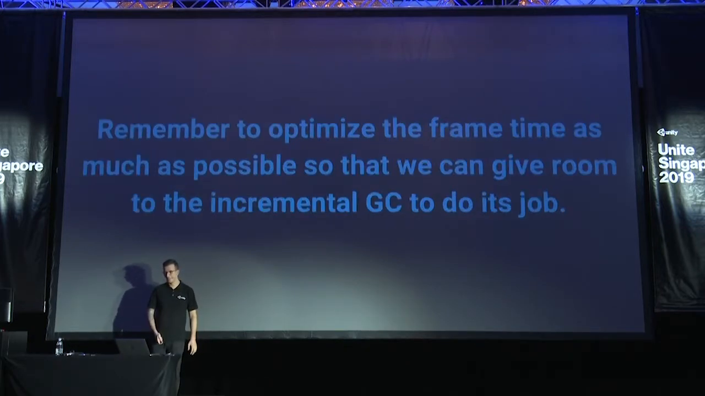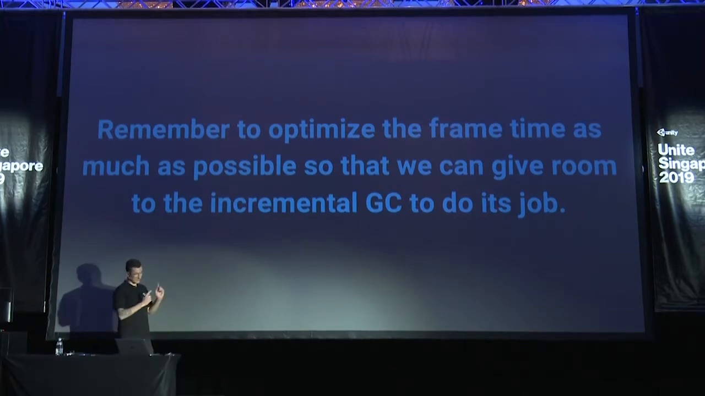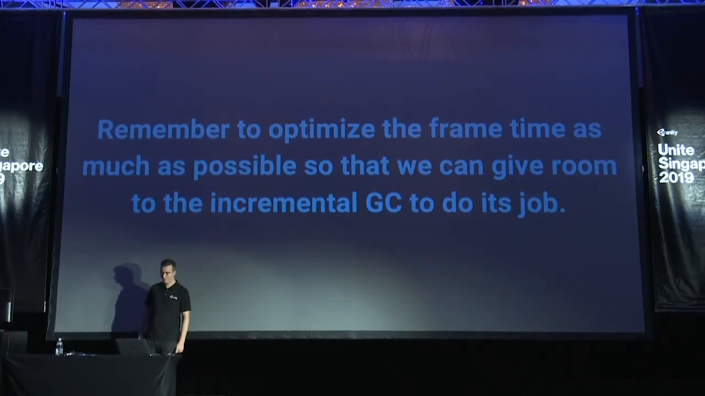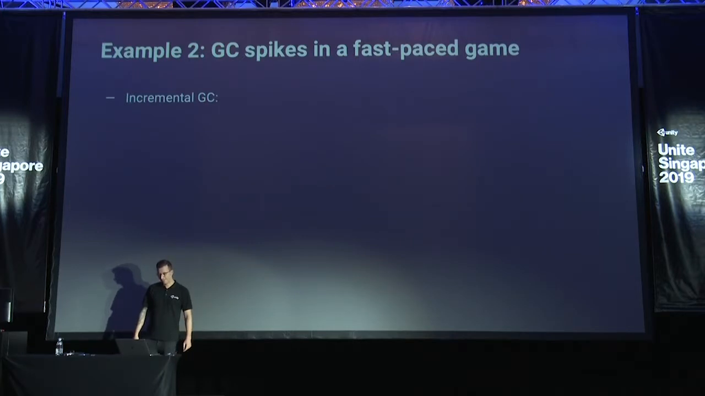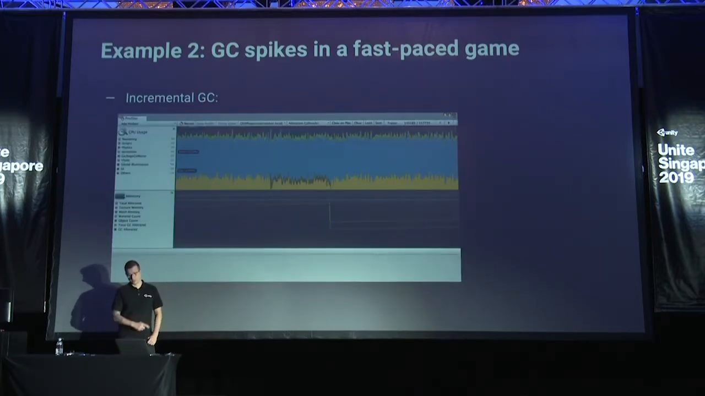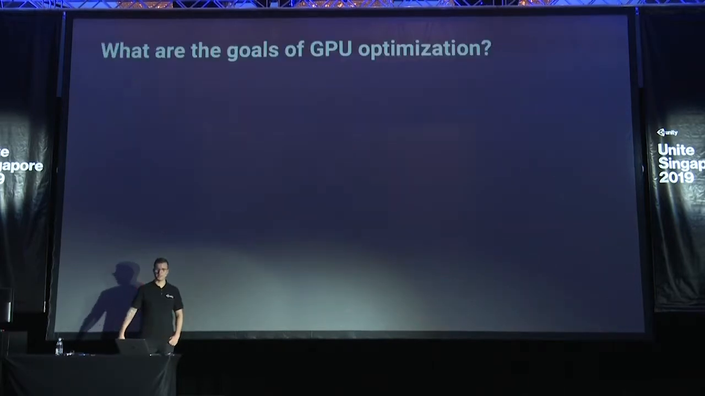Let me repeat it again. You have to optimize before you enable the incremental GC. I have some stories about it later. Maybe you can ask me after the talk. So for this particular example, incremental GC did work. Let's move to GPU optimization.